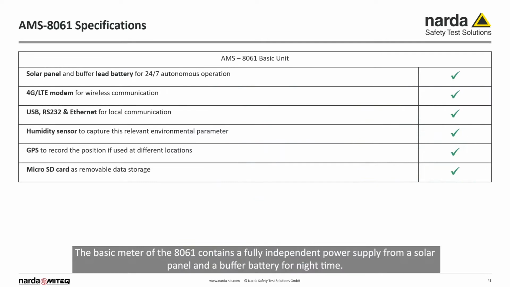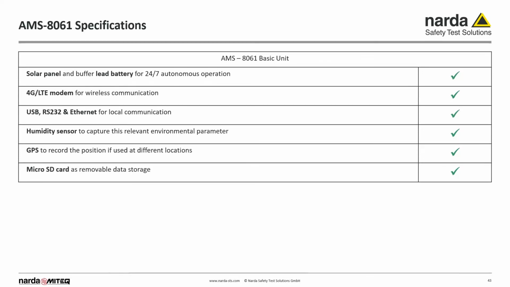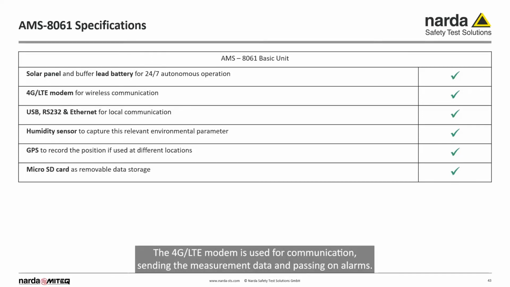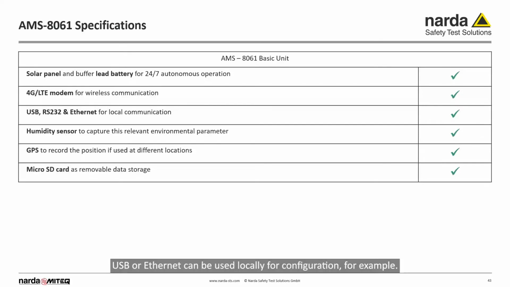The basic meter of the 8061 contains a fully independent power supply from a solar panel and a buffer battery for nighttime. This ensures continuous measurement 24/7. The 4G LTE modem is used for communication, sending the measurement data and passing on alarms. USB or Ethernet can be used locally for configuration, for example.